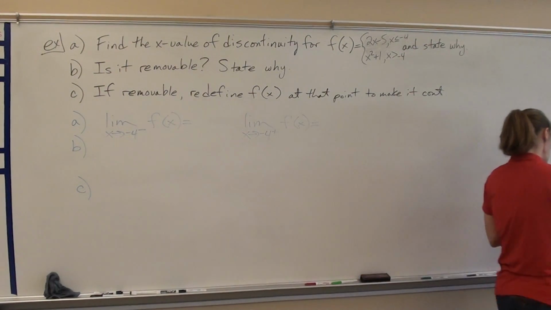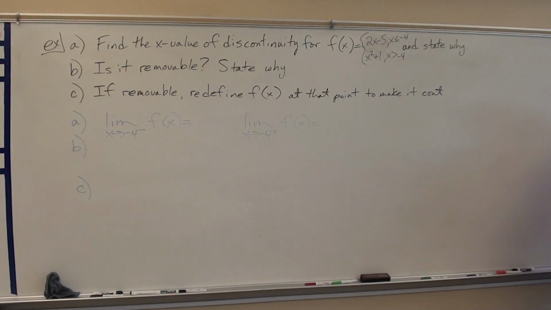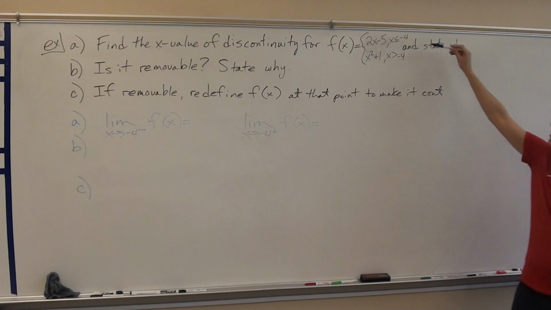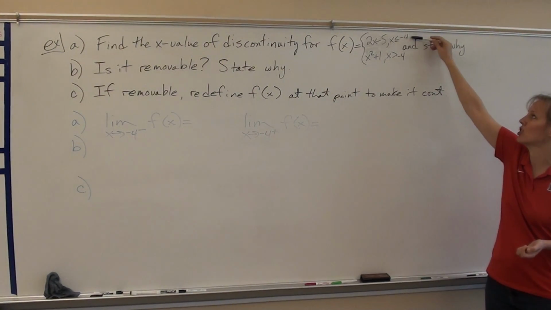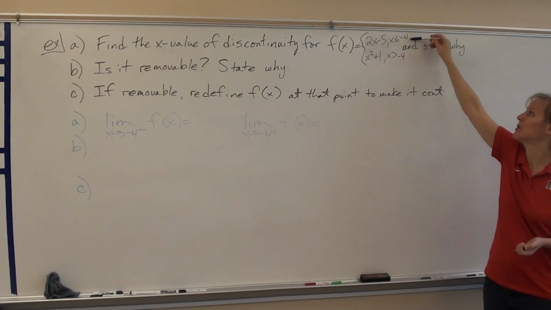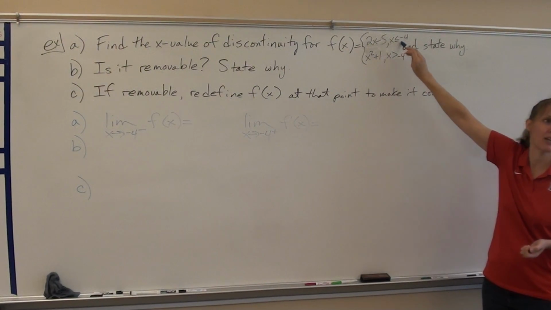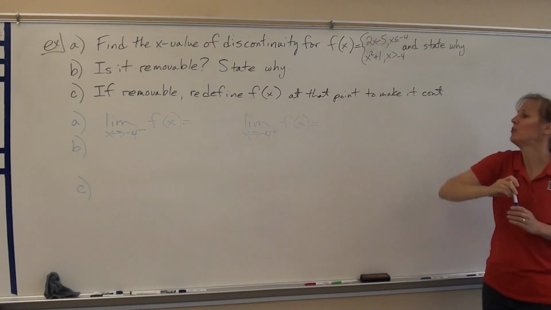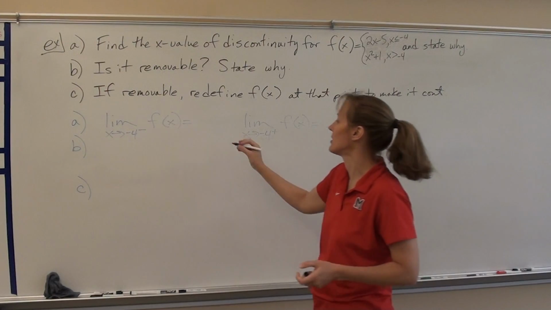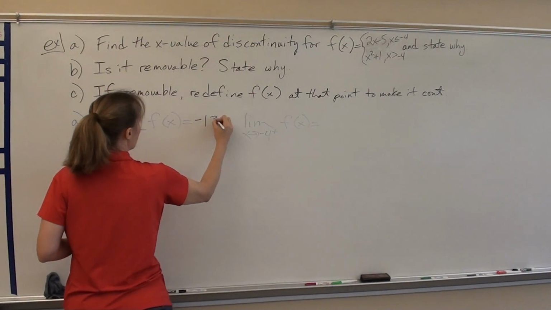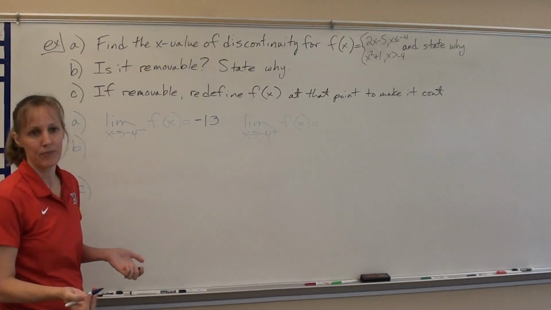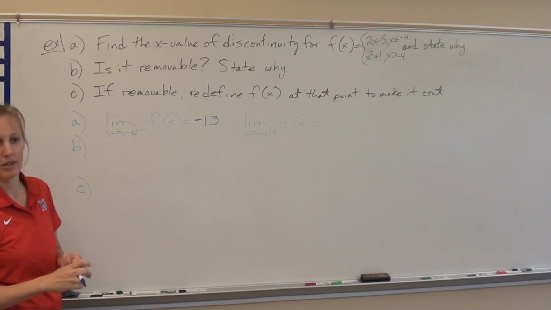So if we use x approaching -4 from the left, are we going to use the top or the bottom part of this function? The top, because that's where x is to the left of -4. So we just plug in -4 into the top and we get -13. -8 minus 5, right?